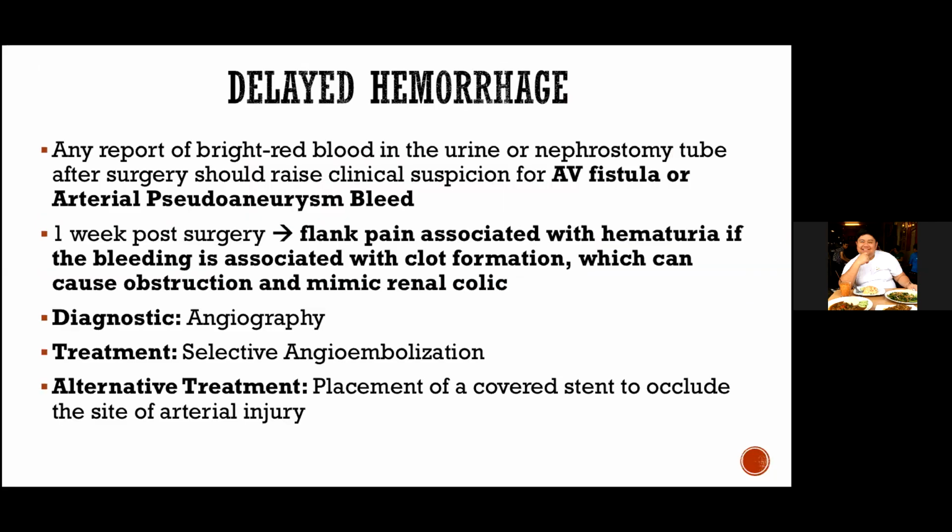So, delayed hemorrhage. Any report of bright red blood in the urine or nephrostomy tube after surgery should raise clinical suspicion for AV fistula or arterial pseudoaneurysm bleed. Usually one week post-op, if a patient reports flank pain associated with hematuria, it is usually because the bleeding is associated with clot formation, which can cause obstruction and mimic renal colic.